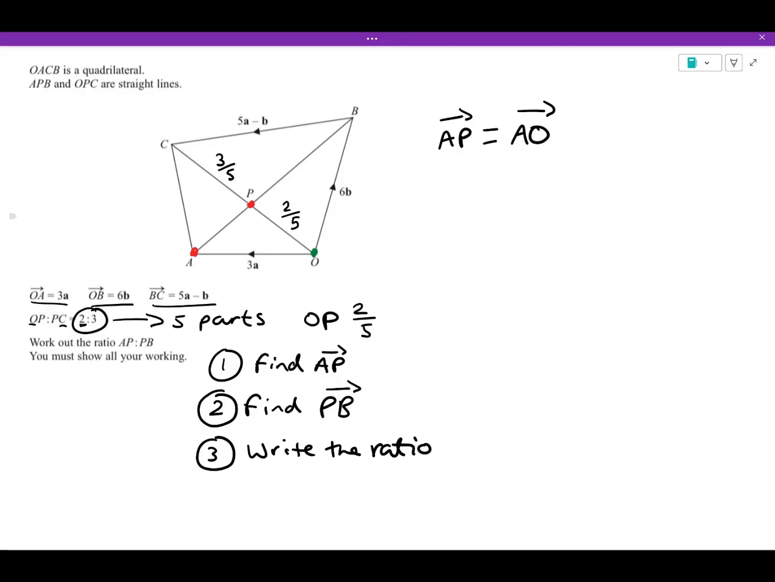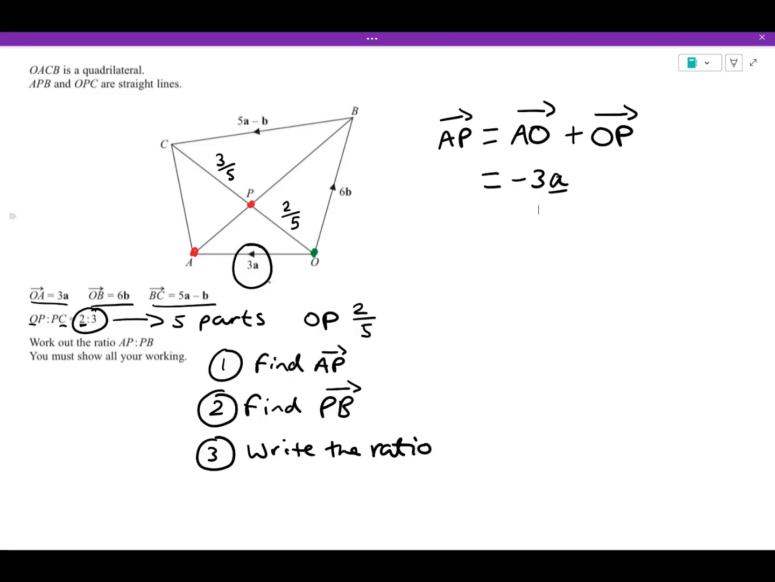And do we have any information about how we can get to P from there? Well, we do have this fraction here, which we could potentially make use of. So I think we can get directly from O to P. So I'm going to add on OP. Now AO would be the reverse of this vector here. So instead of being positive 3a, that's going to be negative 3a because we're going against the arrow.